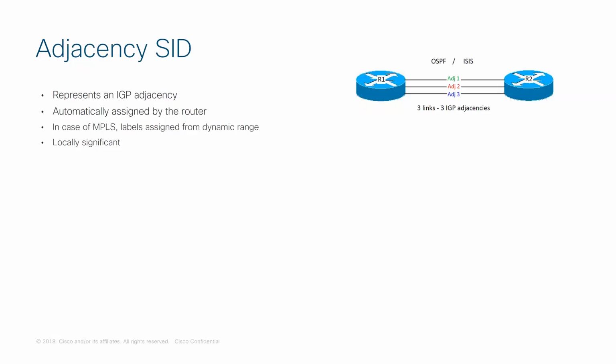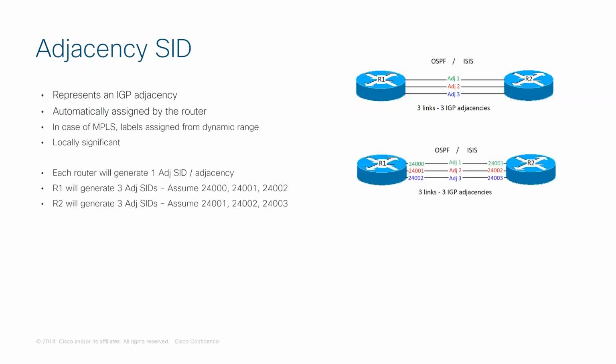So here I have 3 links. So I have 3 IGP adjacencies. So there'll be 3 adjacency SIDs. For example, if you see this, each router will generate an adjacency SID. It's not that both of them will decide and generate one label. It's not like that. R1 will generate one label independent of R2. So R1 is generating one label for that link. R2 is generating a separate label for that link.